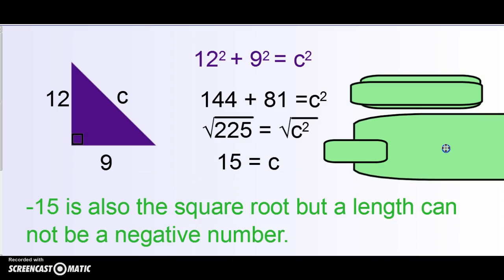So remember that negative 15 is also a solution to the square root of 225. However, a length can never be negative, so just always keep your answers positive.